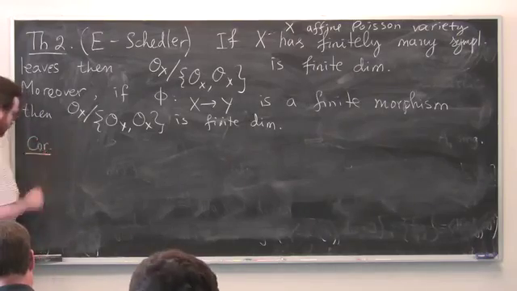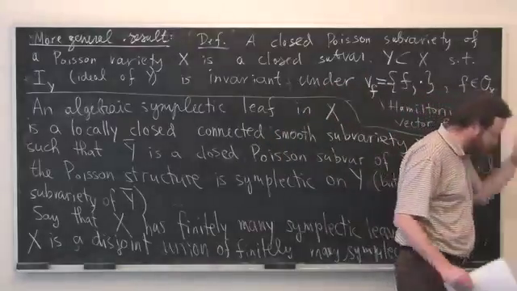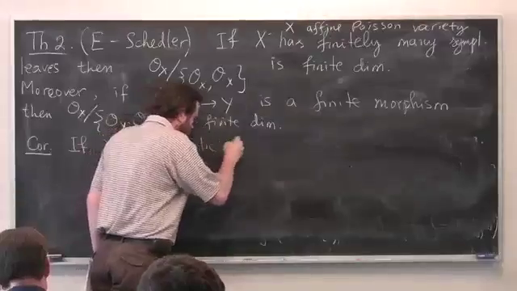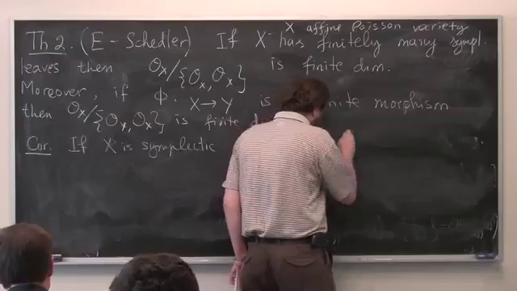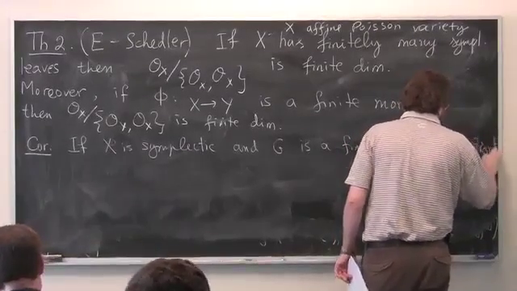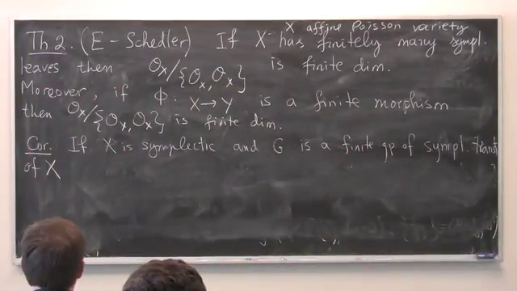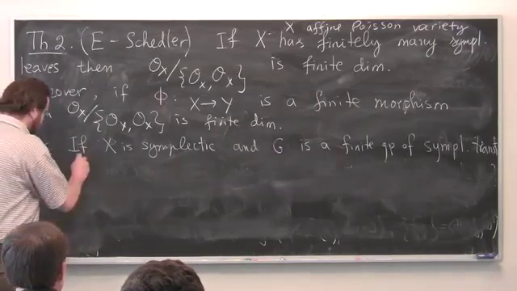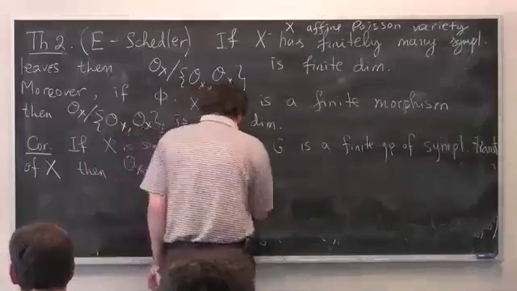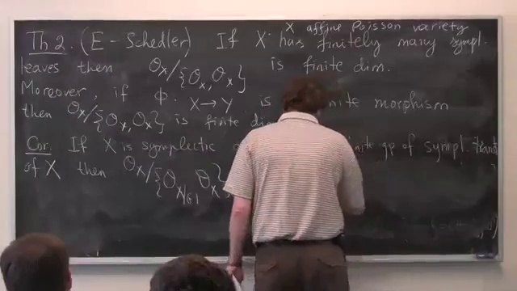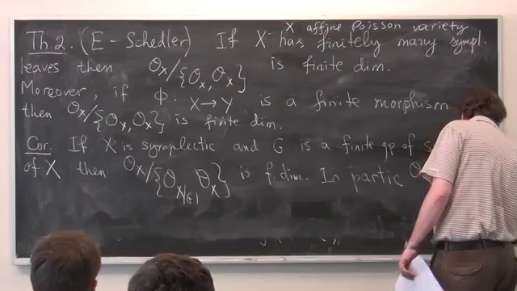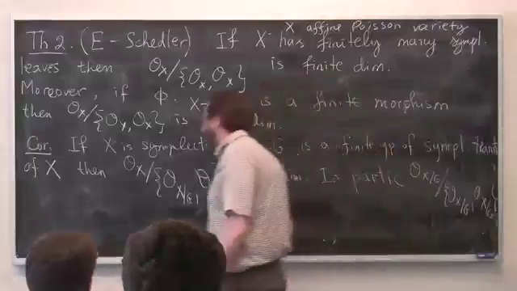So a corollary of this is the following, which is a generalization of the theorem of Etingof, Ginzburg, and myself, which I mentioned before. And it says that if X is symplectic, and G is a finite group of symplectic transformations of X, and now I do not require that X is a linear space and that G acts linearly anymore, then O_X over O_X^G is finite dimensional. And in particular, if I take O_X^G over its commutator with itself, then this is finite dimensional.